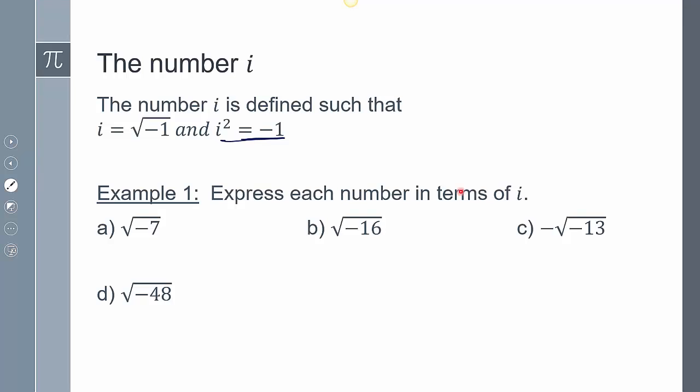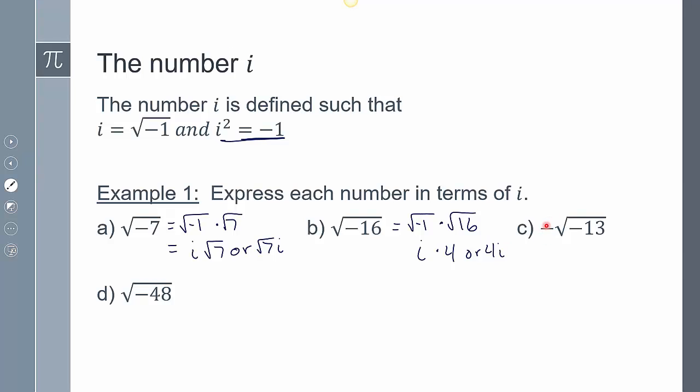And so here it says express each number in terms of i. So the square root of -7, I want to break that apart into the square root of -1 and the square root of 7. And that we said was i, so it's going to be i root 7. Now it is better to write it in this format. Even though that's i and that's root 7, it is better to write it in this format, and we're going to talk about that shortly. For this one, that's going to be the square root of -1 and the square root of 16. That is i, that is a 4, and so the better format to write it is going to be 4i.